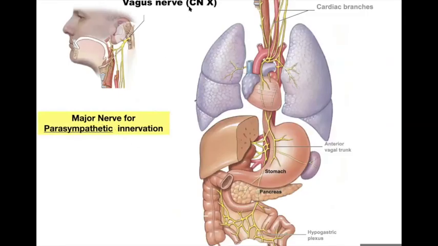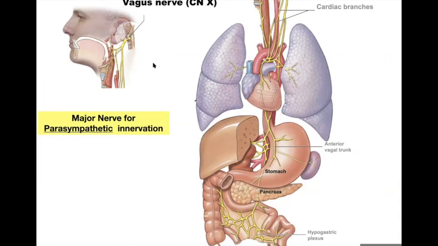So this cranial nerve number 10, dropping down over here, is your major nerve for your so-called parasympathetic innervation of all these organs. So when we talk about these two divisions, the parasympathetic one, mostly we're going to be talking about this vagus nerve right here. That'll bring us into our next topic, the autonomic nervous system, which consists of the parasympathetic and the sympathetic divisions. All right, we'll see you next time.